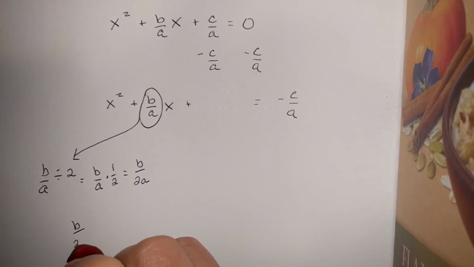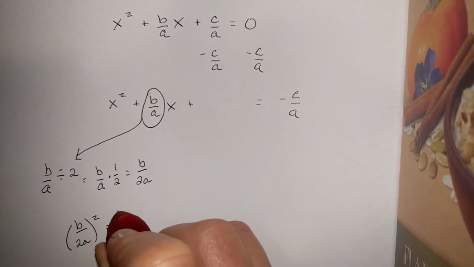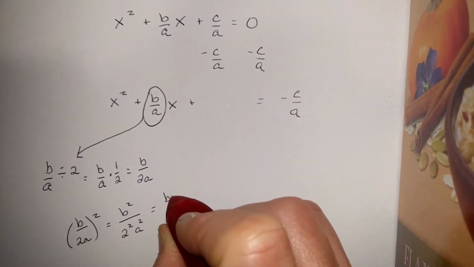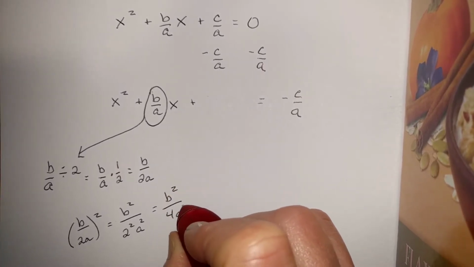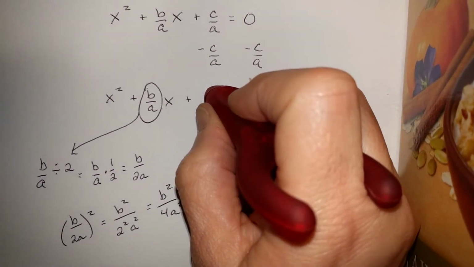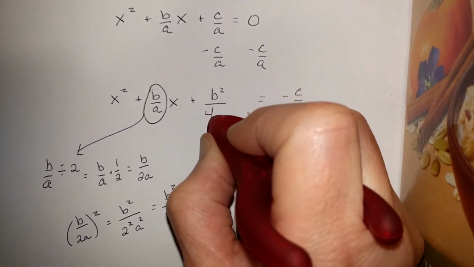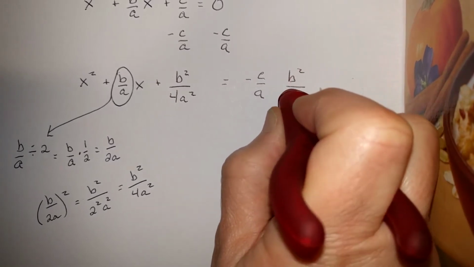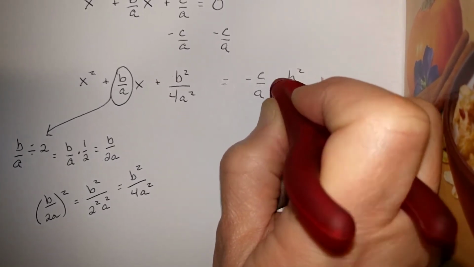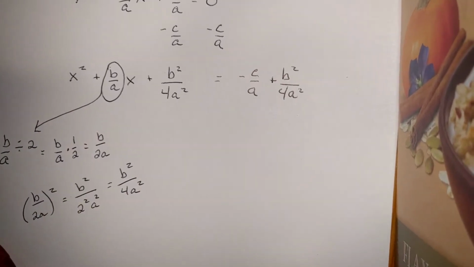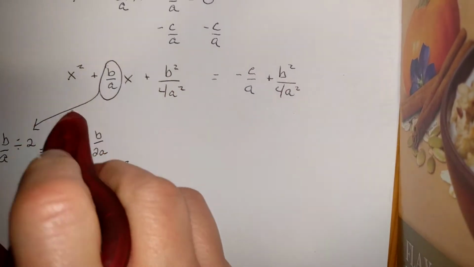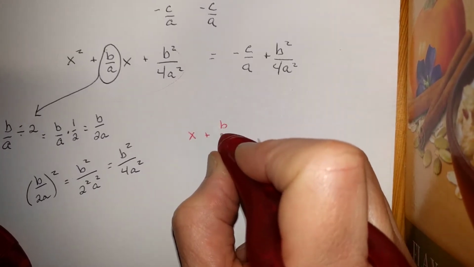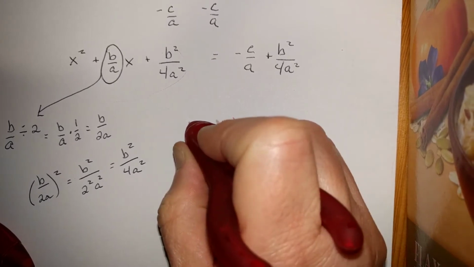So b over 2a squared is the same thing as b squared over 2 squared over a squared, which is the same thing as b squared over 4a squared. I'm going to add that to both sides: b squared over 4a squared and b squared over 4a squared. Now, over on the left side, I have my perfect square that I just created, and that's going to be x plus b over 2a squared.